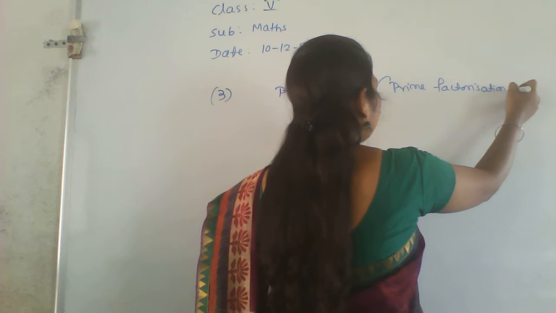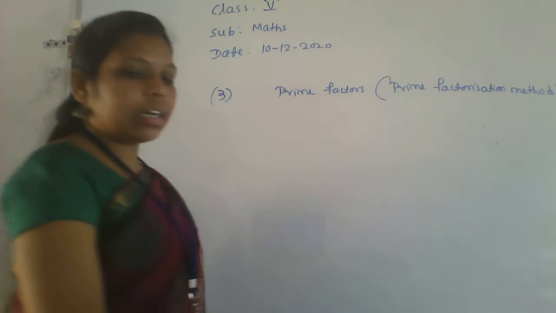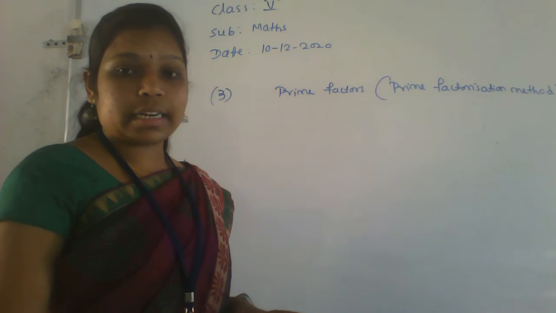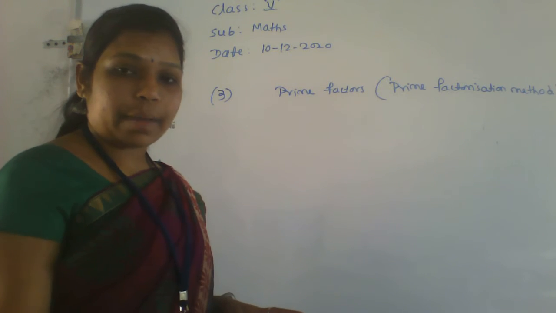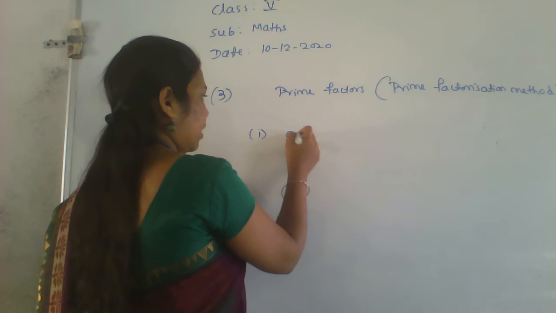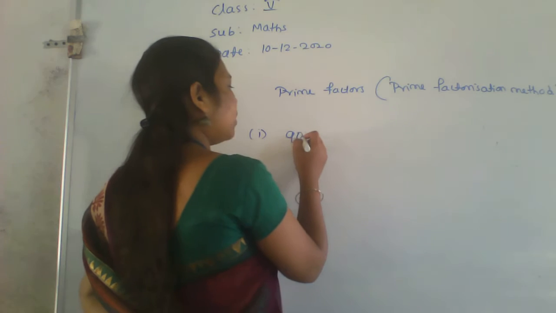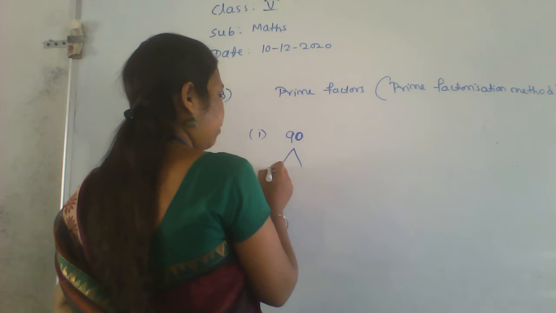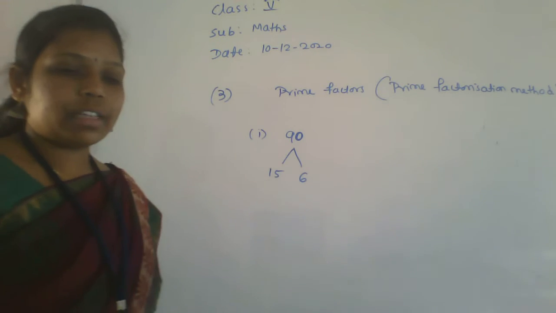Prime factorization method is nothing but a what? It means our intention is to write all the factors as prime only. That is called as the prime factorization method here. Okay. So see here. The first one is 90. The number is 90. So what can we write here? For prime factorization method, okay, 15 into 6 we can write. Okay, what are the factors?